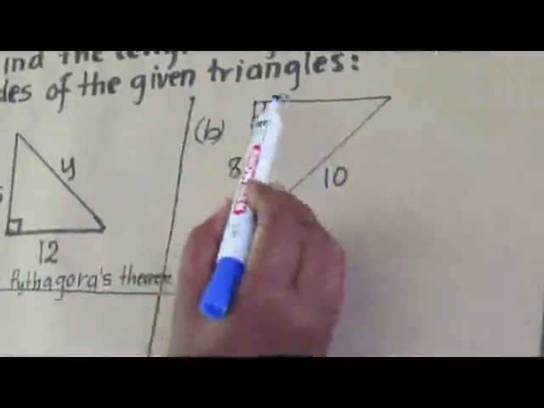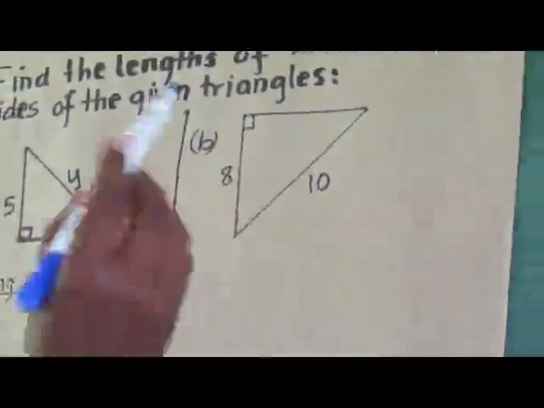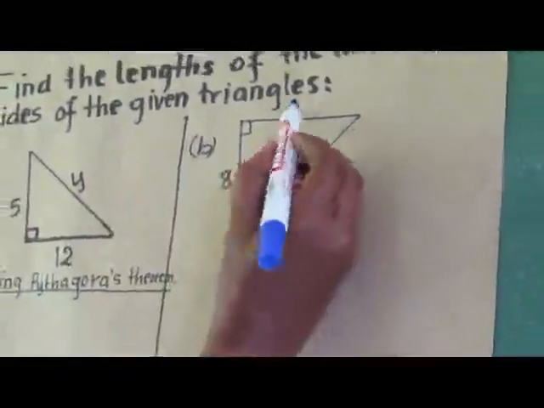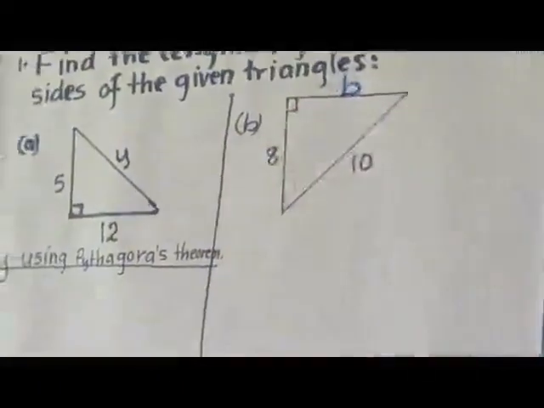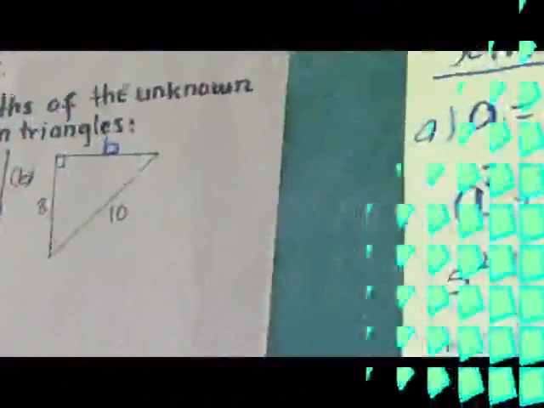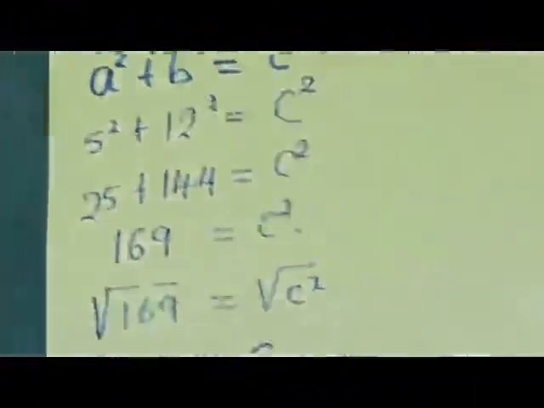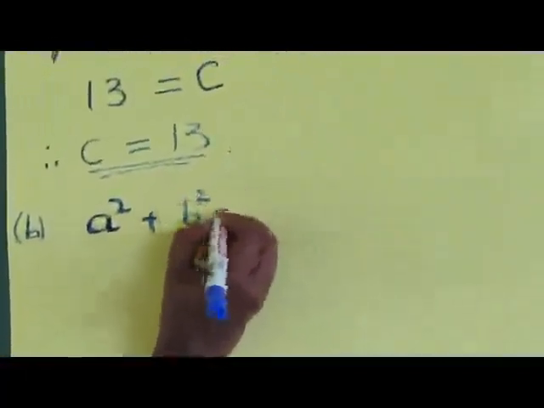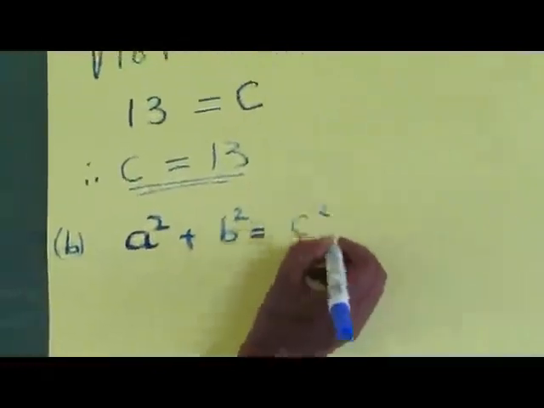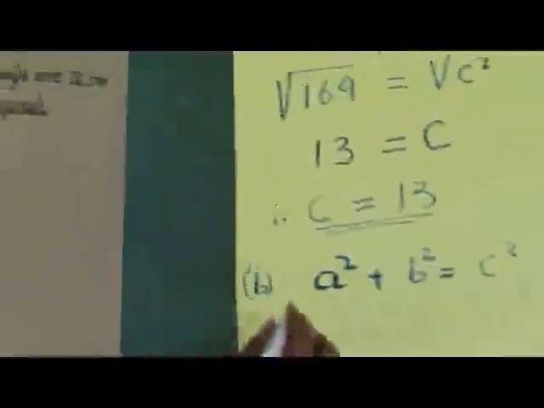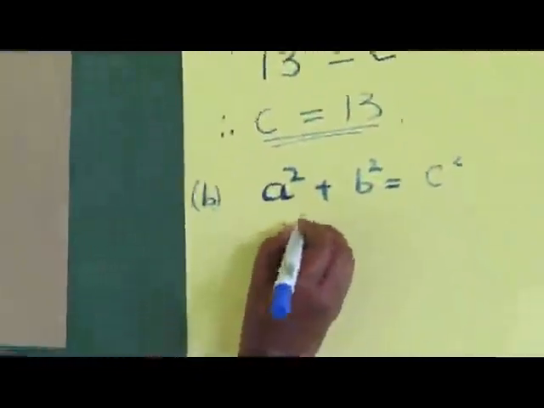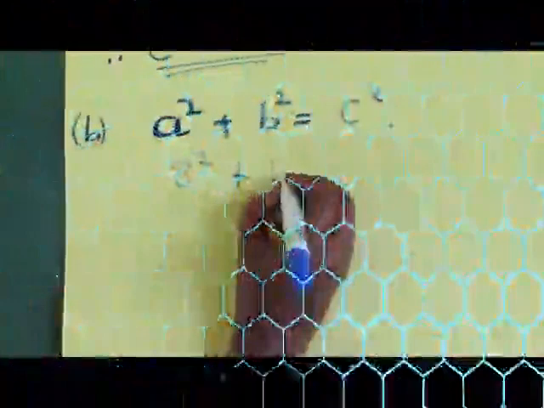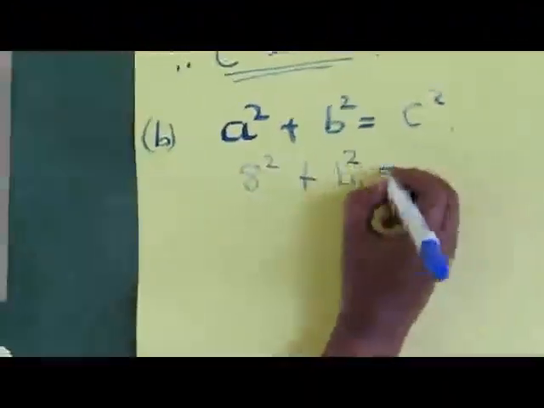Yes, the base is missing. Now you have to find the base, which is B. By using Pythagoras theorem, we have A square plus B square is equal to C square. What is given here? A is given, that is 8 square. What is the value of B? We don't know. You keep writing B square here. C is 10.